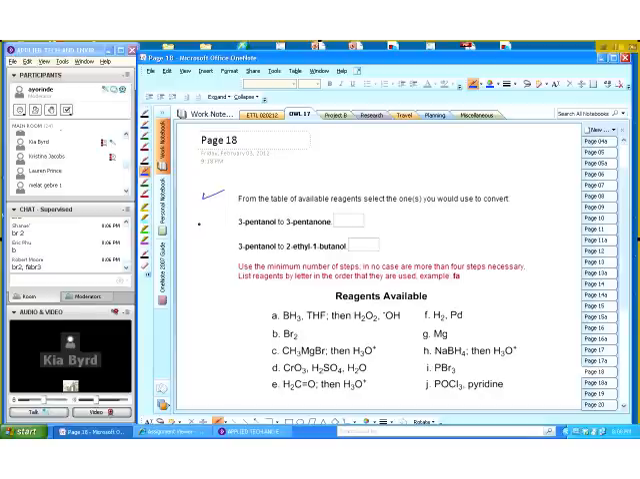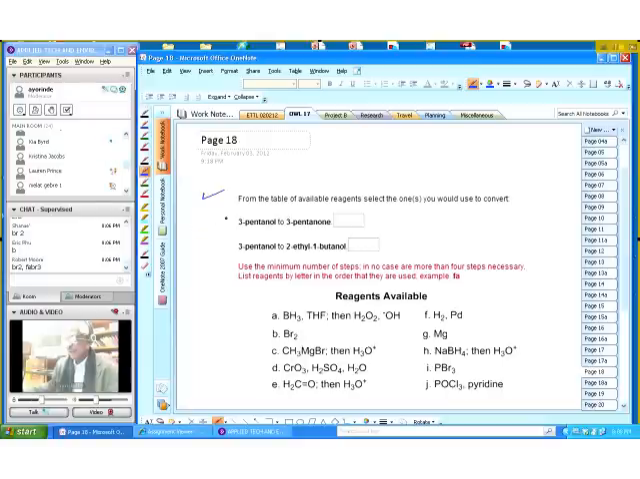From the table of available reagents, select the ones you would use to convert 3-pentanol to 3-pentanone and 3-pentanol to 2-ethyl-1-butanol. Very good. Okay, so now what they want us to do, the first thing, of course, testing our knowledge of nomenclature. So let us write the structures of these molecules here.